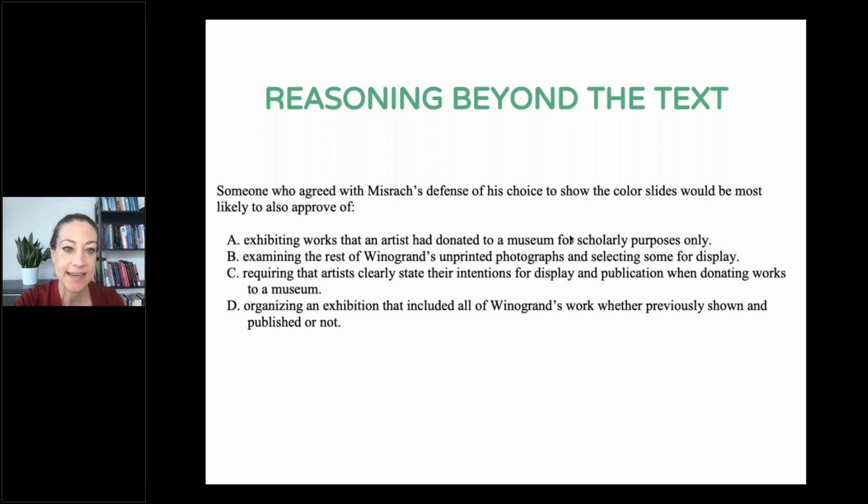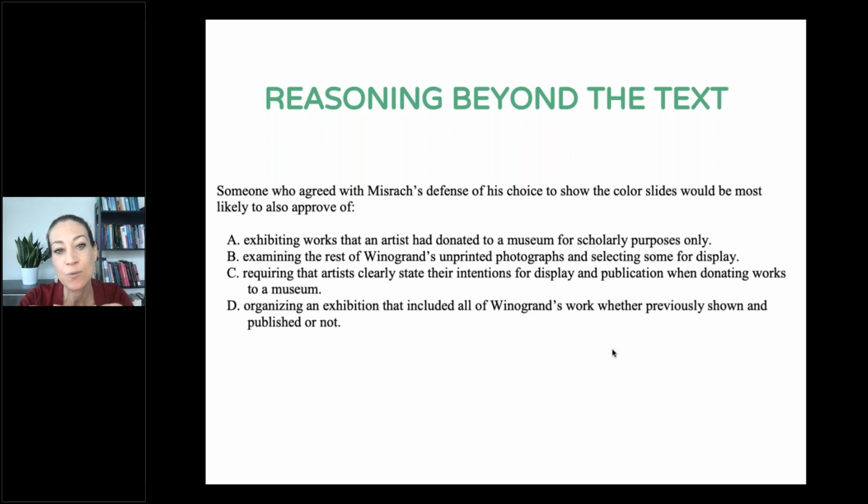So the question stem: some who agreed with Ms. Rack's defense of his choice to show the color slides would be most likely to also approve of fill in the blank. And of course, we haven't read this passage. This is an actual AAMC official question.